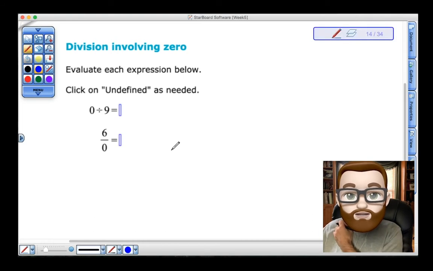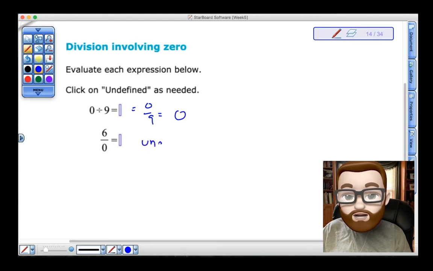All right, 0 divided by 9. It also might be more comfortable to write it as 0 over 9. If you eat 0 slices of pizza out of the 9 that are there, you've eaten 0. But again, it's impossible to have 6 slices of pizza if there are 0 to start off with. That is going to be our undefined.